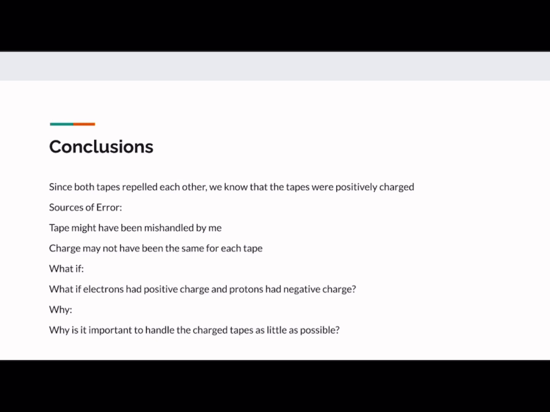So for the what if question, what if electrons had positive charge and protons had negative charge? Nothing would change because charges will interact the same way, like charges repel and opposite charges attract.